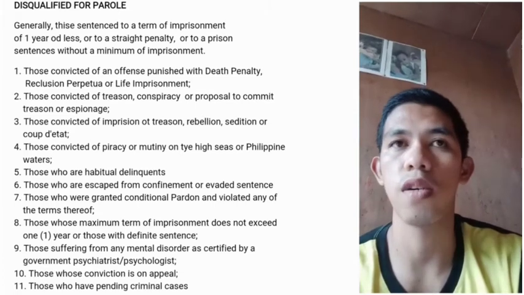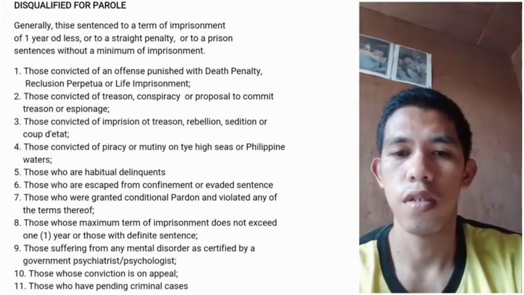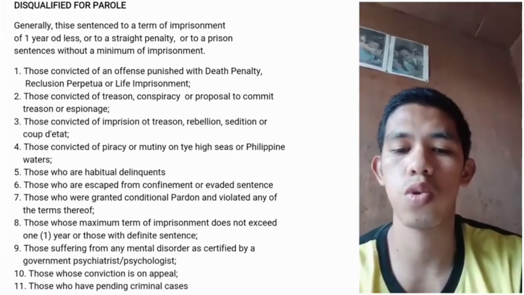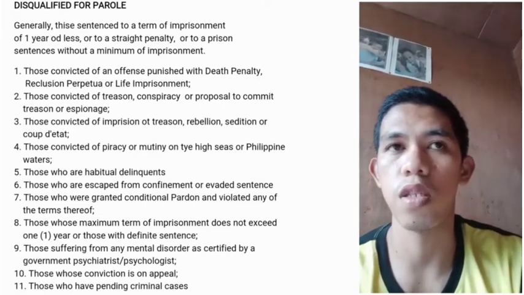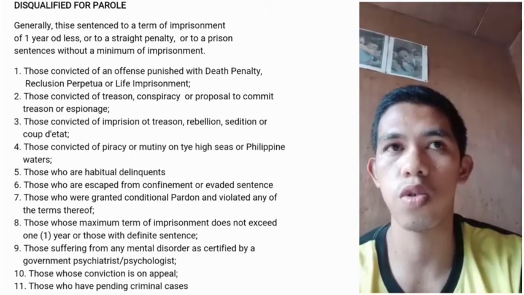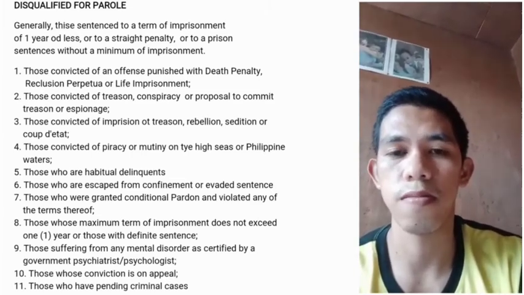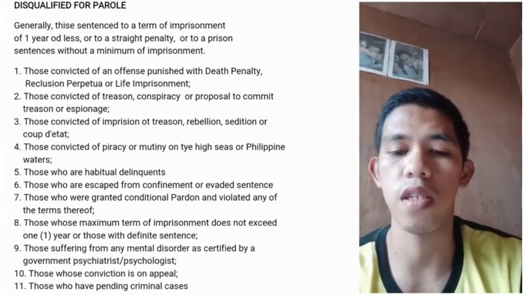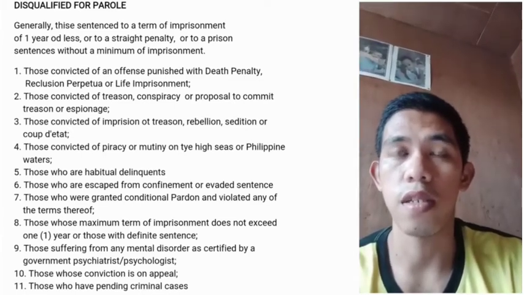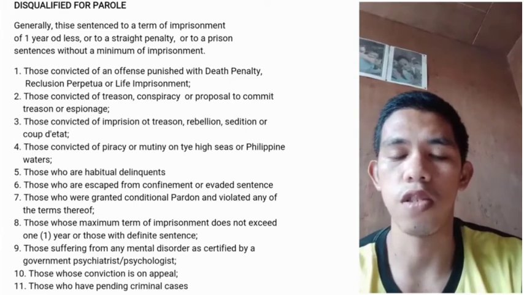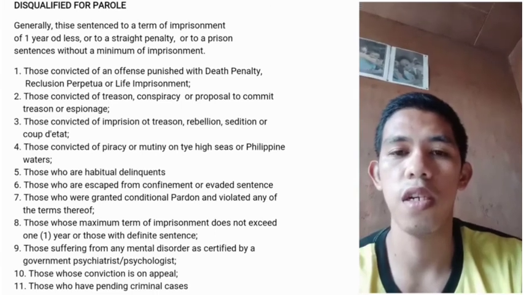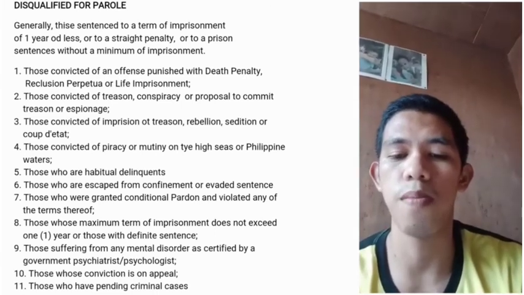Number 7. Those who were granted conditional pardon and violated any of the terms thereof. Number 8. Those whose maximum term of imprisonment does not exceed 1 year, or those with a definite sentence. Number 9. Those suffering from any mental disorder as certified by a government psychiatrist or psychologist. Number 10. Those whose conviction is on appeal. And number 11. Those who have pending criminal cases.